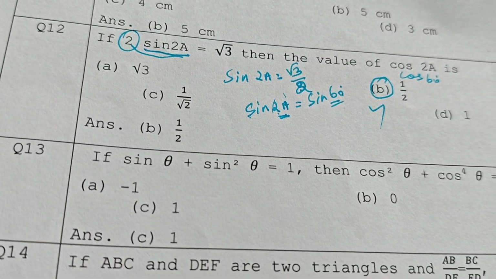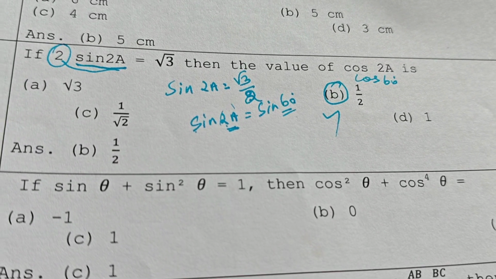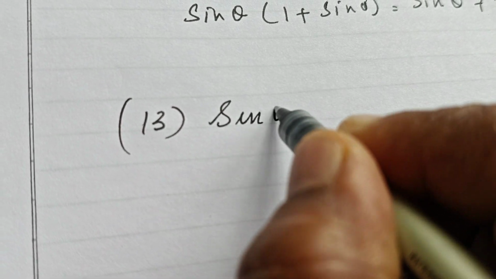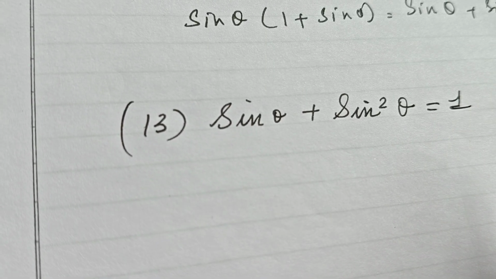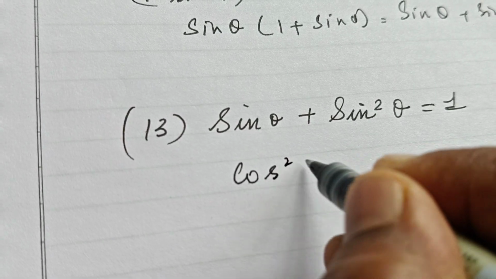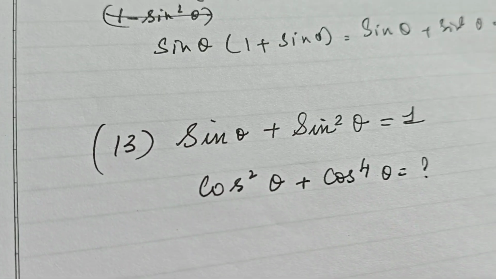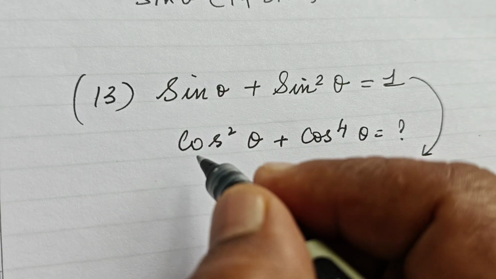Next, question number 13. If sin theta plus sin square theta equals 1, then cos square theta plus cos power 4 theta equals what? What is given in question 13? Sin theta plus sin square theta equals 1. What we have to find is cos square theta plus cos power 4 theta equals what? For that, I wanted to simplify the given value.